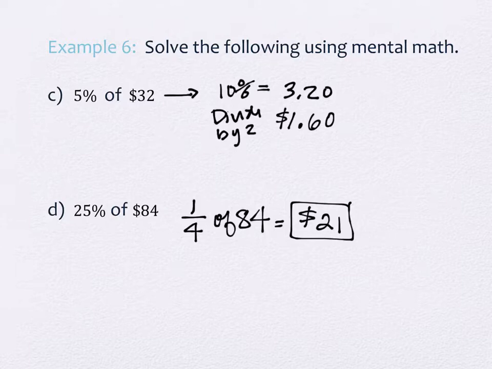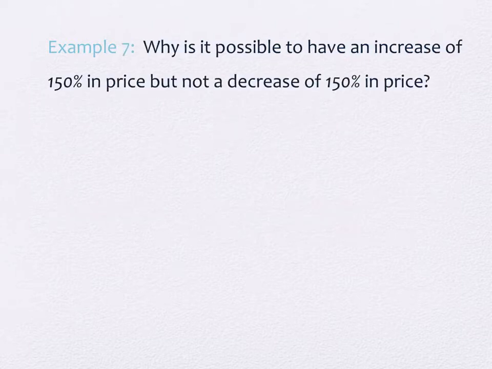All right. Example number 7. Why is it possible to have an increase of 150% in price, but not a decrease of 150% in price? Say it really loud, Cassidy. Which one would be a negative number?